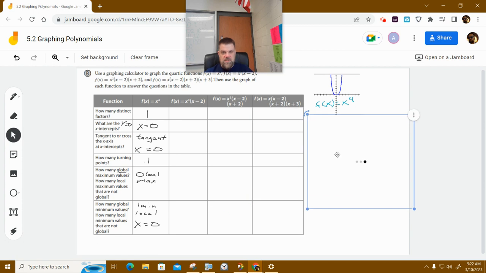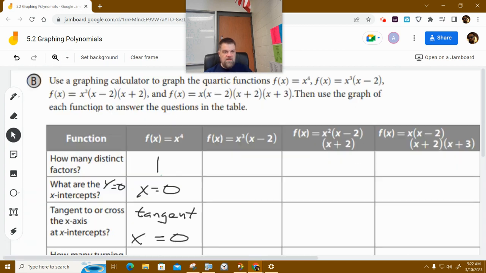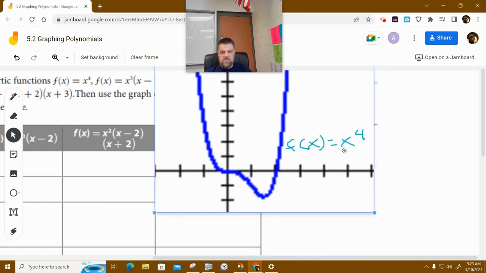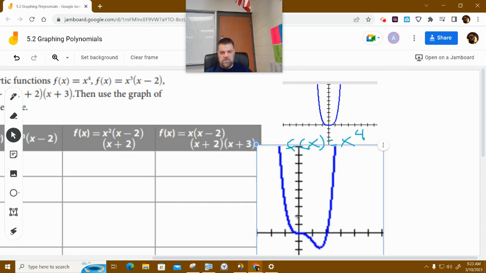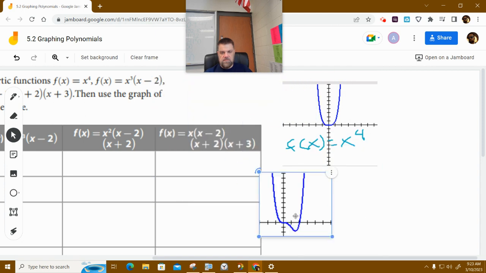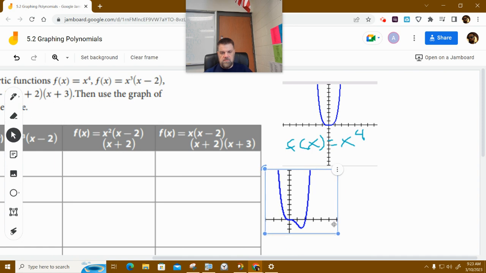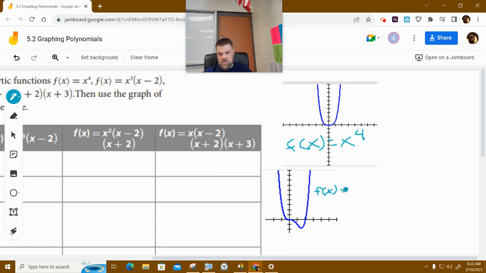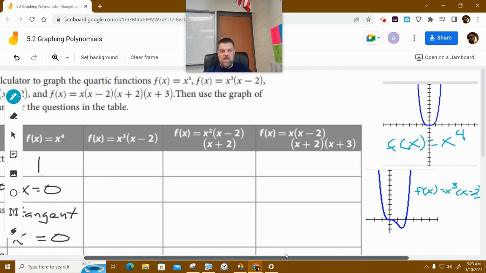But anyways, let's paste this in here. So this is that second equation. I'm going to zoom in because that's going to be kind of a tight thing to write in there. So this is the function f of x equals x to the third times the quantity x minus 2. So, kind of keep that in the background.